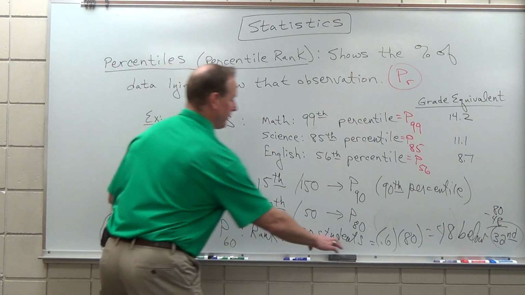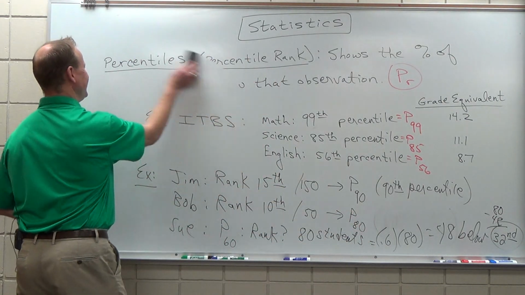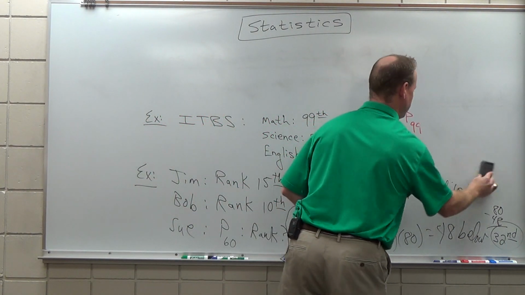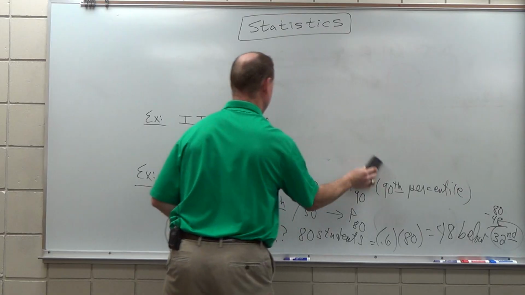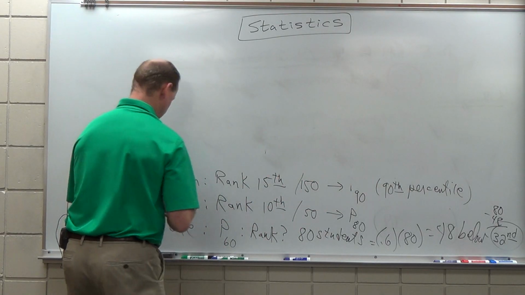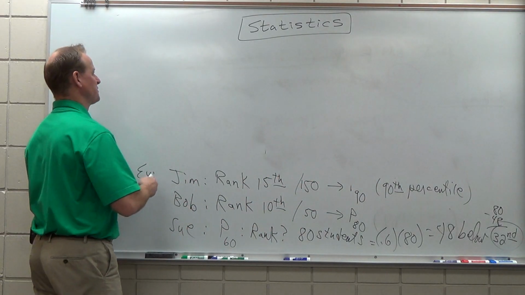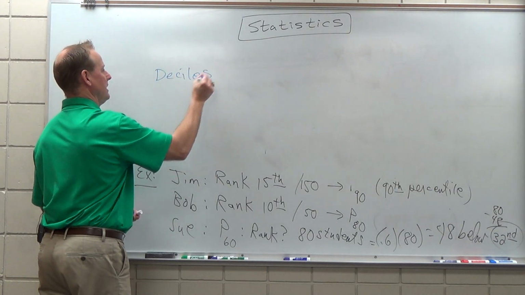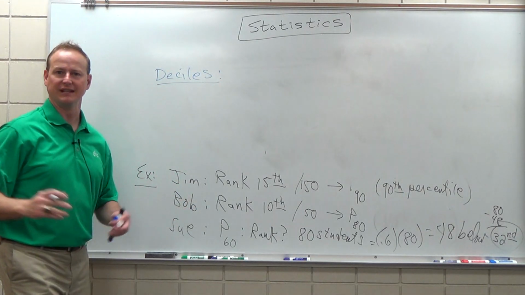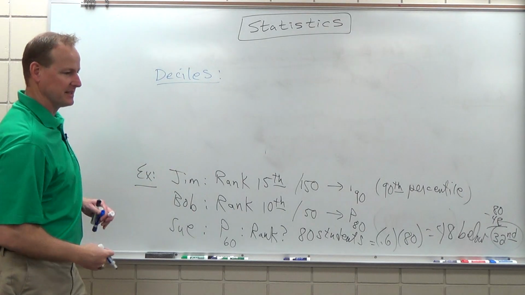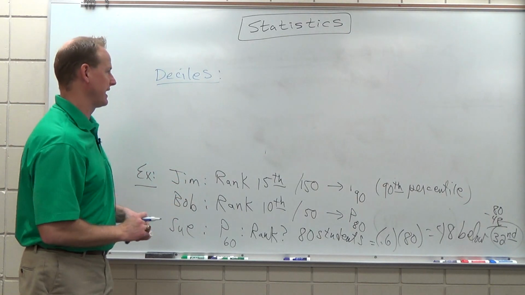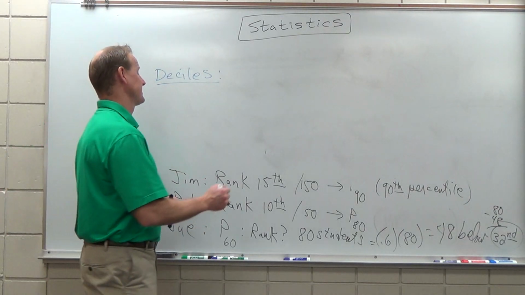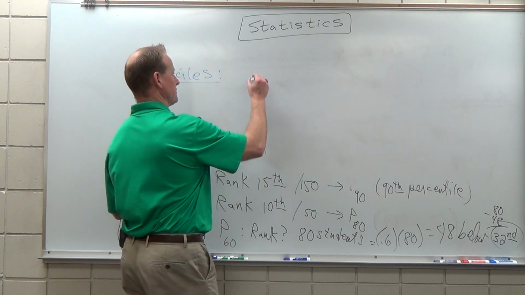Just a few other notes. We have some other things called deciles. Deciles are particular observations that try to split data up into tens. We like to use powers of 10. So deciles are nothing more than taking data and splitting it into tenths. We kind of did the five-number summary in the past, where we split it into fourths. Deciles just take data and split it into tenths.